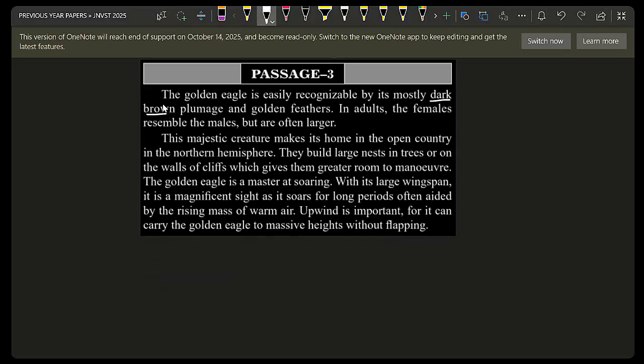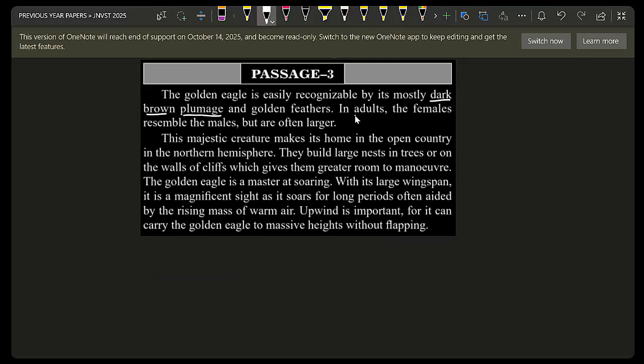So it is in which color? Mostly dark brown color. And golden feathers. So what do you mean by plumage? It is all the feathers together, that is called plumage, and it is dark in color and golden feathers also. In adults, the females resemble the males.